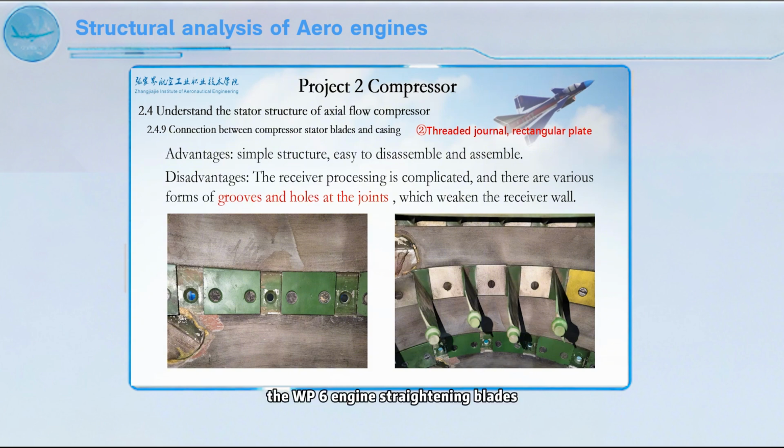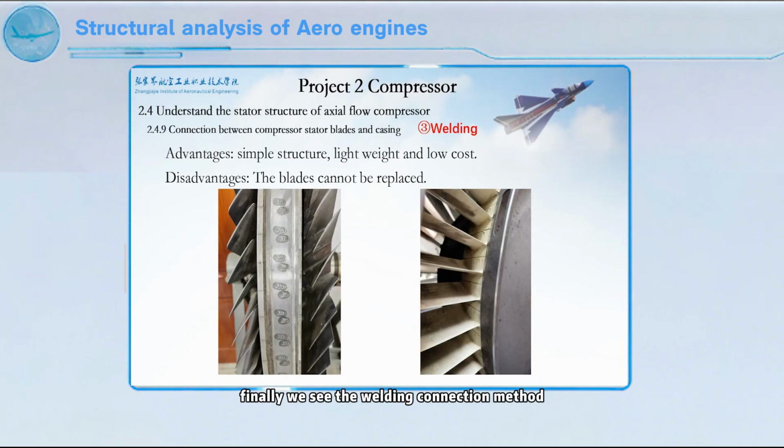The WP6 engine straightening blades are directly installed in the ring groove of the inner wall of the casing with a threaded shaft, neck, and a rectangular plate, and tightened with a nut. The use of a rectangular plate can reduce the requirements for the thickness of the casing wall and is also easier to process. In order to improve the rigidity of the blade, the inner end of the blade is clamped by a cylindrical pin with a clamp ring, and the inner surface of the clamp ring can be used as a seal ring for the comb teeth seal. Finally, we see the welding connection method.